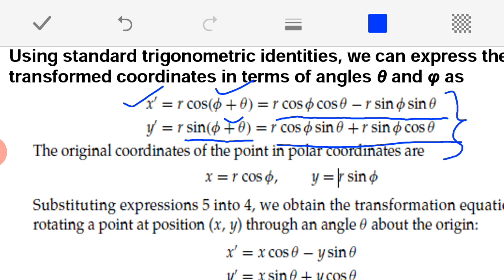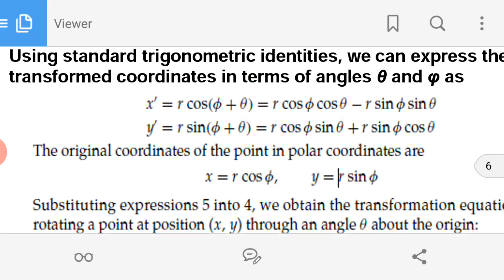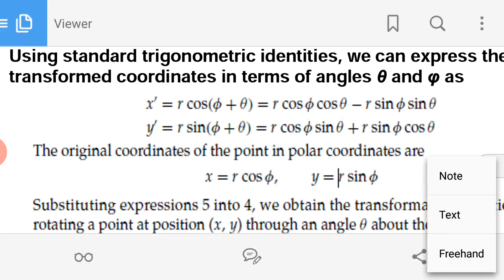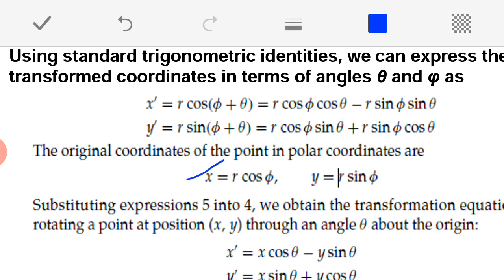So, these are the two equations that you are going to get. Also we know the original coordinates of the point in polar coordinates. Here x is defined by r cos φ and y is defined by r sin φ. Just have a look here. So, this is with respect to our polar coordinates. Now, I know that x is equal to what? r cos φ. What is y? r sin φ.